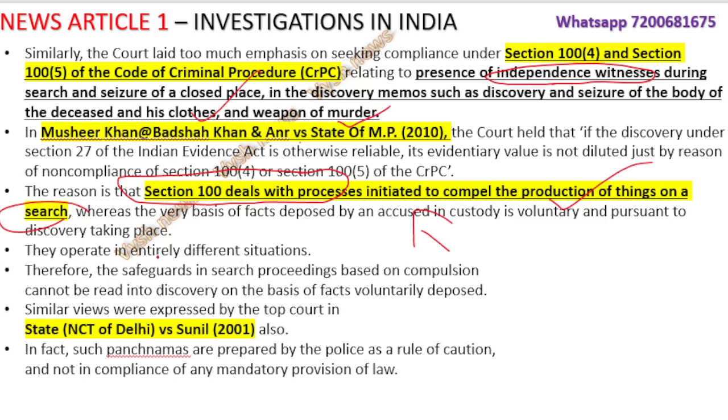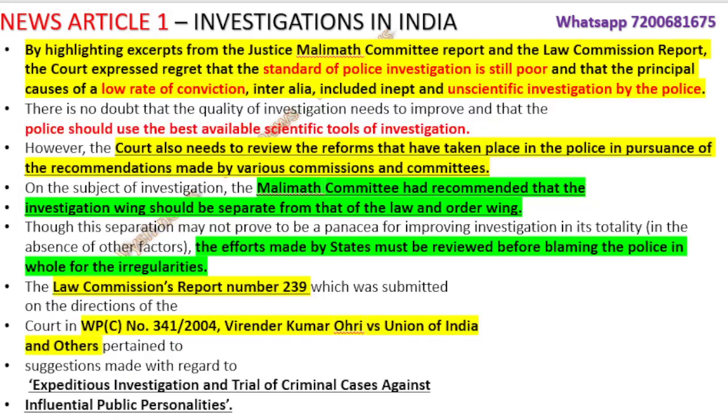Every time the situations change and the operations are different everywhere. There's no uniformity. Different courts have told multiple times the same thing: that the police should have a proper mandatory provision of law which they should follow across the country. By highlighting all these things from the Justice Mallimath Committee report and the Law Commission report, what the court has concluded, you can use this in your answer also: it regrets that the standard of police investigation is still poor. There is a low conviction rate and unscientific investigation by the police, and that is why finally the court has to let go of these people.